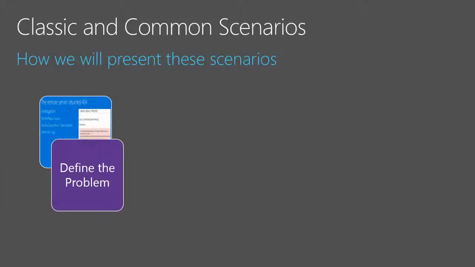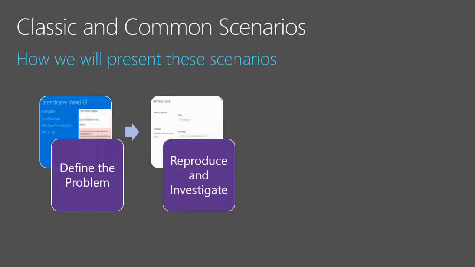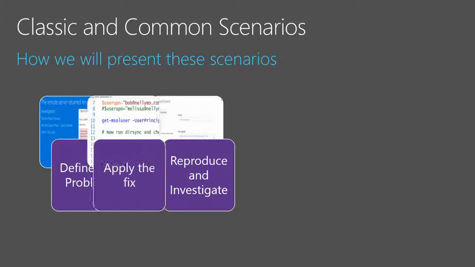So we're going to keep it very simple. We're going to define the problem. What's the issue? What do users see or what do they not see? We're going to reproduce it for you and investigate. Now, bear in mind, some of the investigation steps took weeks, so we can't show the whole process here. We're going to have to skip a lot of these steps, but we'll tell you how we did it.